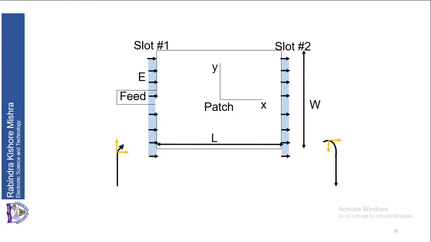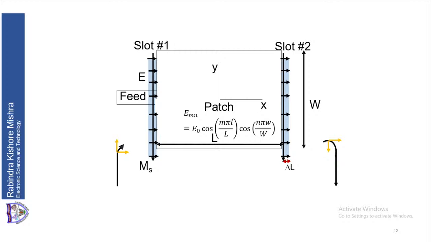So we have a slot here on the left hand side and a second slot on the right hand side. The field extends from left to right on both the slots. So the field is uniform, the slot length is W, and the slot width is delta L. This is what we have seen. Since there is a slot, the slot supports an equivalent magnetic current density Ms. So each slot will support an equivalent current density Ms.